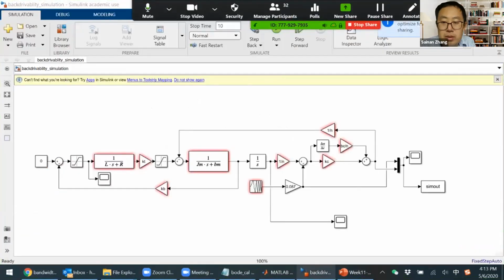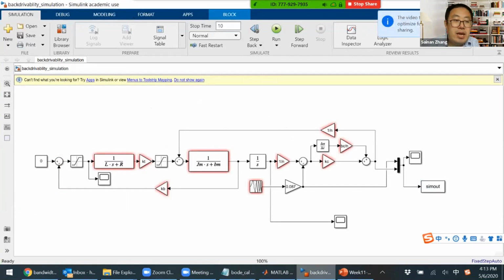Yeah, let me see the code. I think the short answer is time domain. Okay, so yeah, let me share the screen with you. So you mean for this number? Yeah, so basically, let's see.